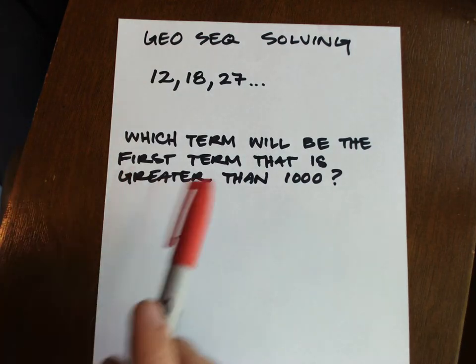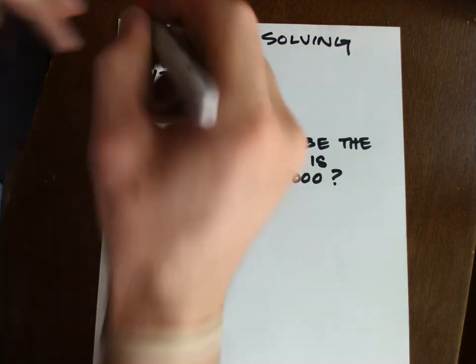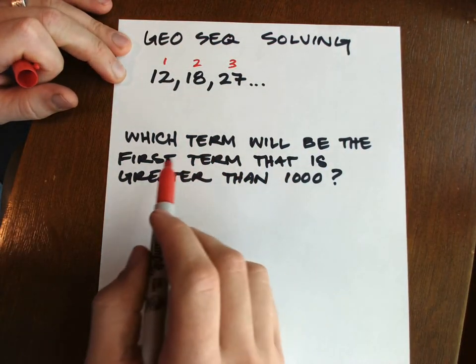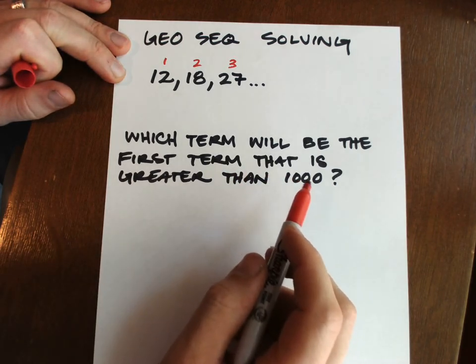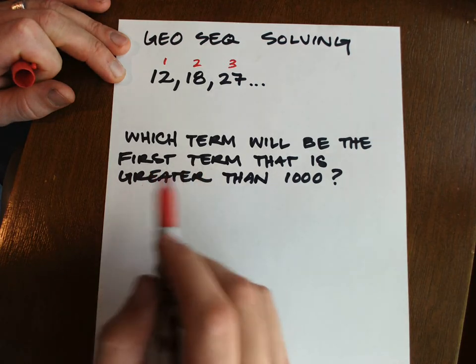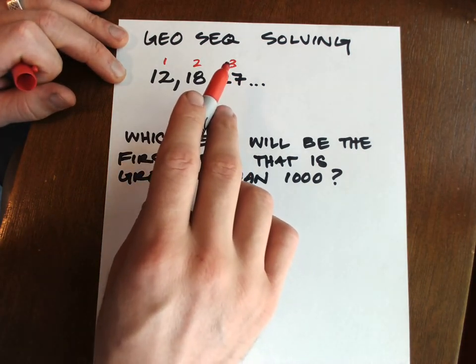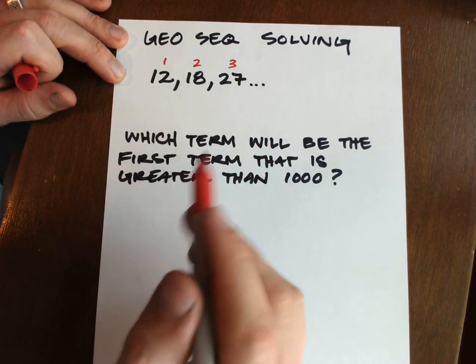All right, next part is a little bit of solving. So we have a pattern 12, 18, 27. This is the first, second, and third number in the sequence. And then eventually this sequence is going to be greater than 1,000. And so the question is when does that happen? So really we're solving for the n value, these red numbers, and we need a first equation to work with.